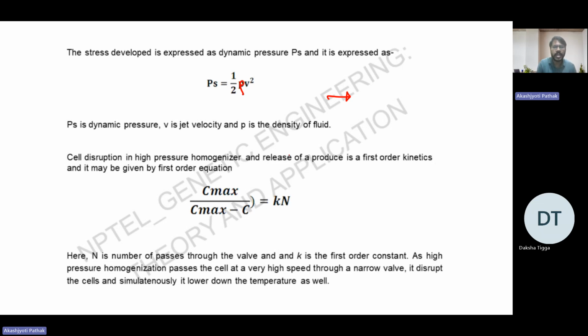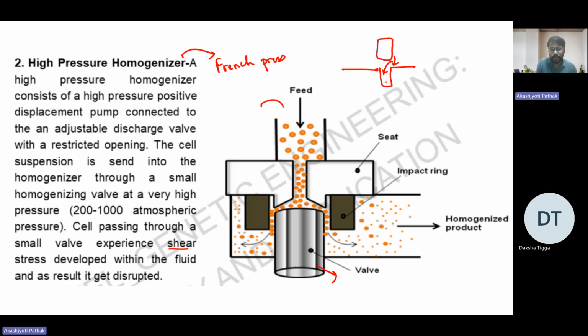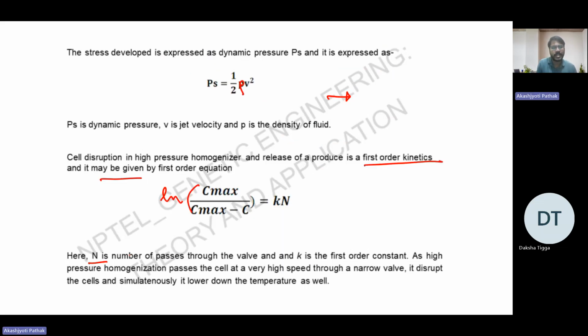So cell disruption in a high pressure homogenizer is also a first order kinetics reaction: ln (C max minus C max by C max minus C) equals Kn. Here n is the number of passes through the valve. If you see this figure, you pour this feed inside this chamber, and then you press this cylindrical object, and a high pressure is created, and the cell comes out from this small orifice which is present in the valve. Now the lysate that you got, the homogenized product, is again loaded into the feed. This is done around 2 to 3 times. So it requires 2 to 3 rounds for proper lysis of the cell. So n is the number of passes through the valve, and k is the first order constant.